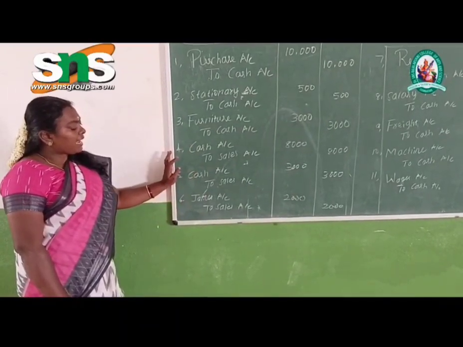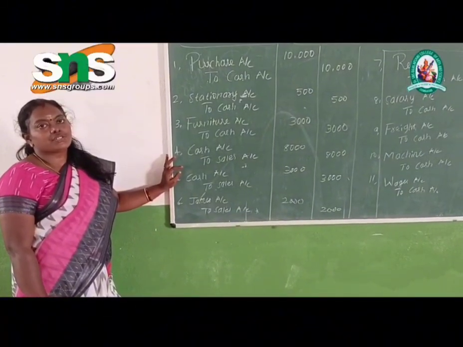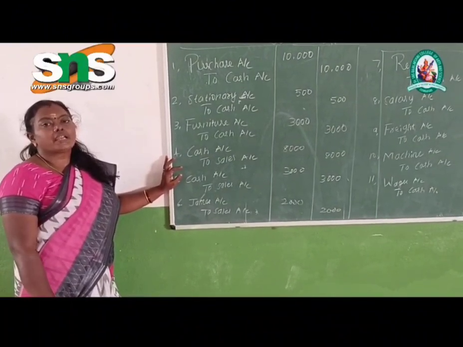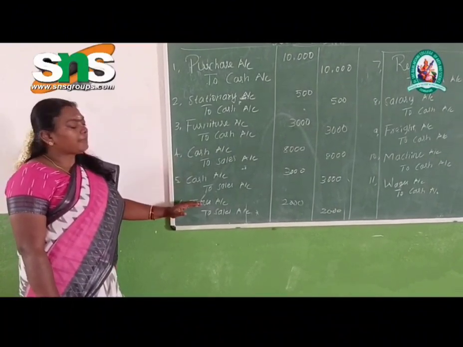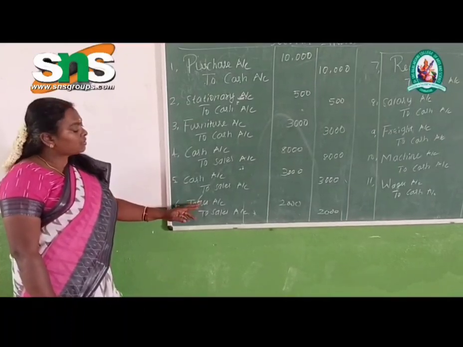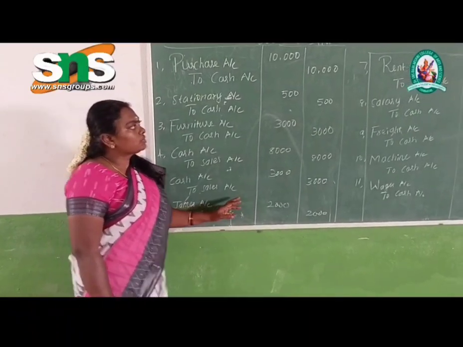Next, cash sales from James. So the two accounts involved in this transaction are James and sales. Sales comes on the credit side. Since sales were made to James, James comes on the debit side. So the journal entry is James account debit to sales account, rupees 2,000.